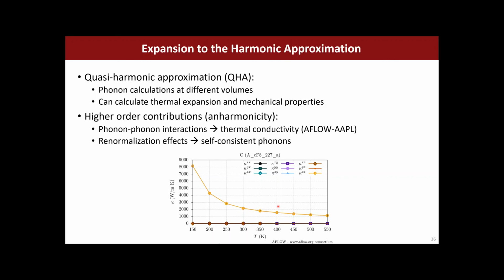You can go even higher, but the higher you go, the more expensive it becomes. And there are also renormalization effects, where you go to self-consistent phonons, which is way beyond the scope. AFLOW doesn't have that feature yet. These self-consistent phonon calculations are also very expensive. So the more phonon theory you include, the higher your term is, the computational cost can really explode. But here is a thermal conductivity plot for carbon. Diamond has a very high thermal conductivity. And you can calculate this using the AFLOW-APL module.